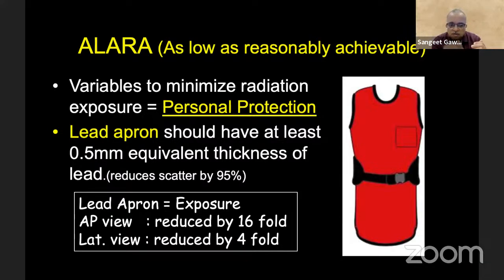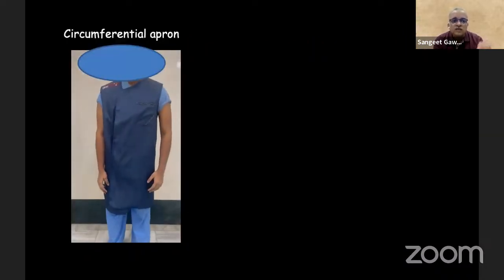A lead apron exposure in an AP view is reduced by 16-fold, and in a lateral view, it is reduced by 4-fold. So the scattered radiation received is much higher when you're taking a lateral view. A circumferential lead apron is preferable because you're not always standing constant, you're moving. Sometimes you are unaware when the technician is shooting, where you may be in a side position where you have a little protection of the apron. Usually it is in the front.